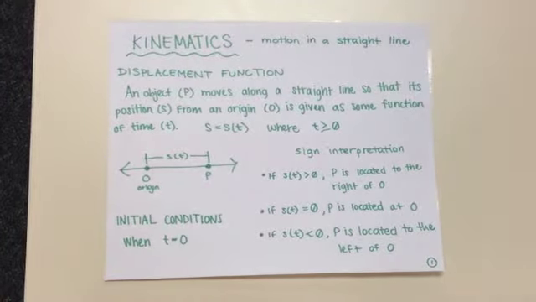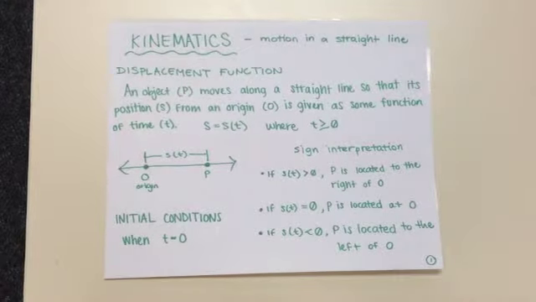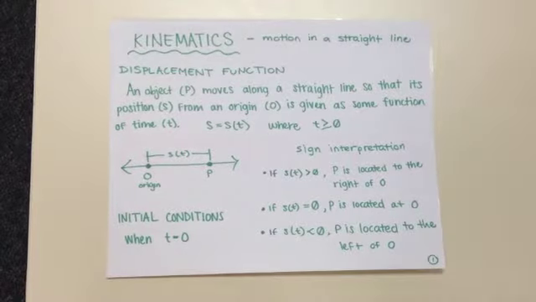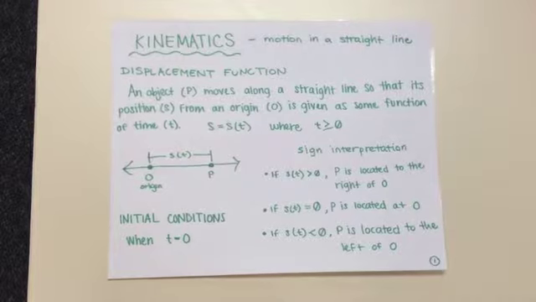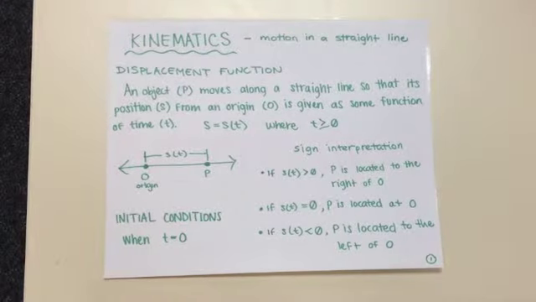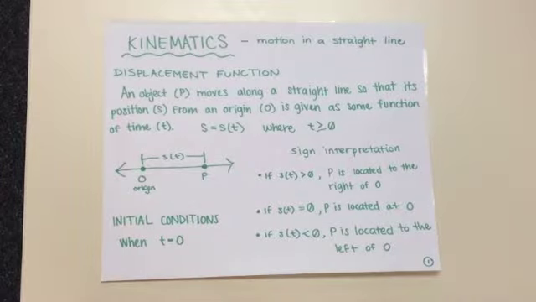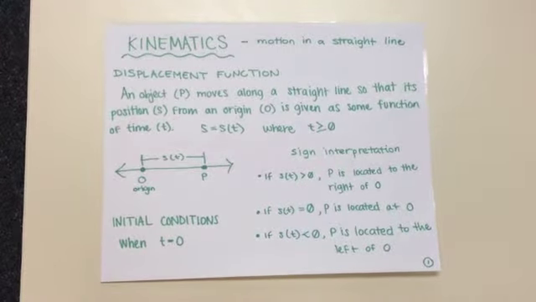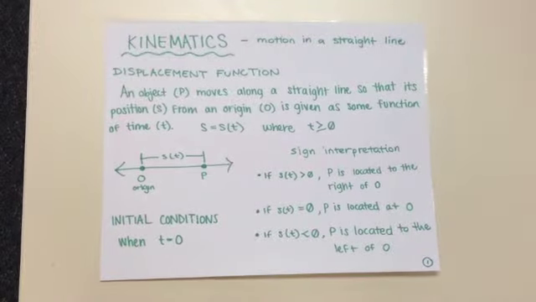When you are trying to interpret signs of a displacement function, when P is located to the right of the origin, the displacement function is going to be larger than 0. If P is located at the origin, the displacement function is going to be equal to 0. If P is located to the left of the origin, the displacement function will be less than 0. Whenever you see the words initial conditions, remember that t is equal to 0.